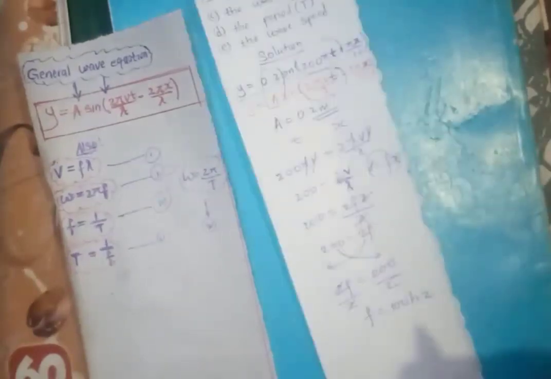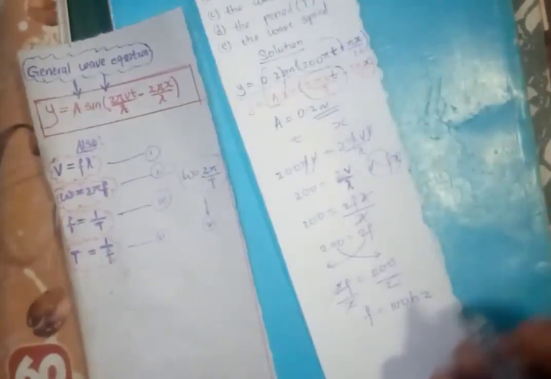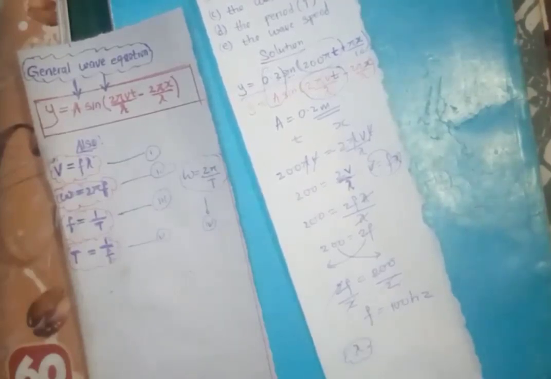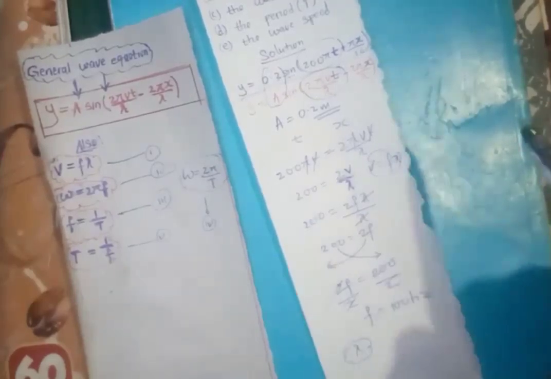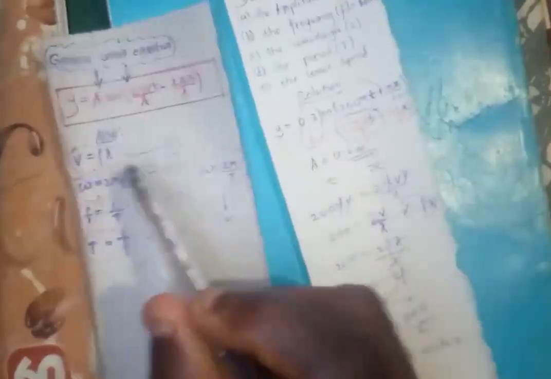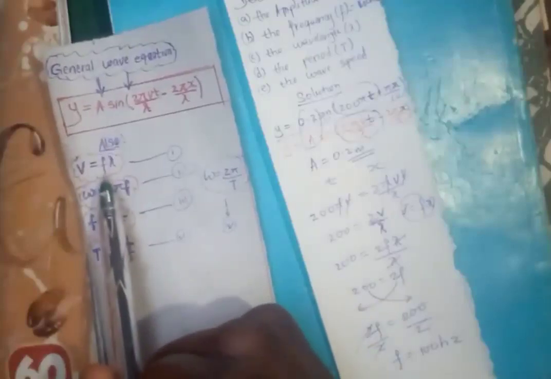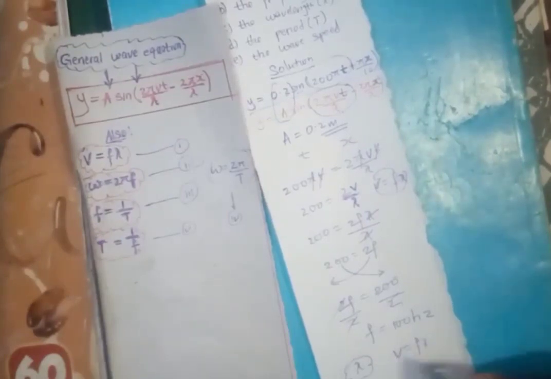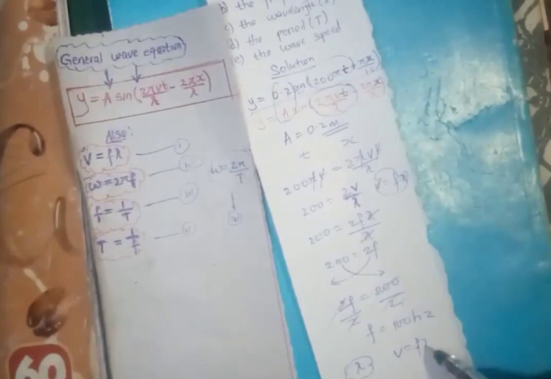Next, we are asked to find the wavelength, and the symbol for wavelength is lambda, right? If you look at the expression we are having here, v is equal to f times lambda, right? So I'm going to write it out again: v is equal to f times lambda. Since we have determined our frequency now, we can find our lambda, but we don't have our velocity yet.